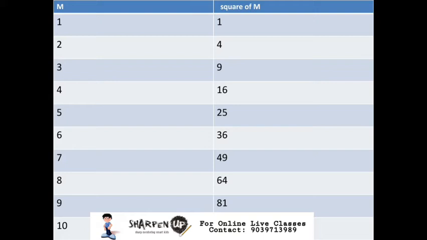How do we get a square number? When we multiply a number by itself, we get a square number. That means if we multiply 4 by 4, we get 16. In the same way, if we multiply 5 by 5, we get 25. So whenever we multiply any natural number by itself, we get a square number.